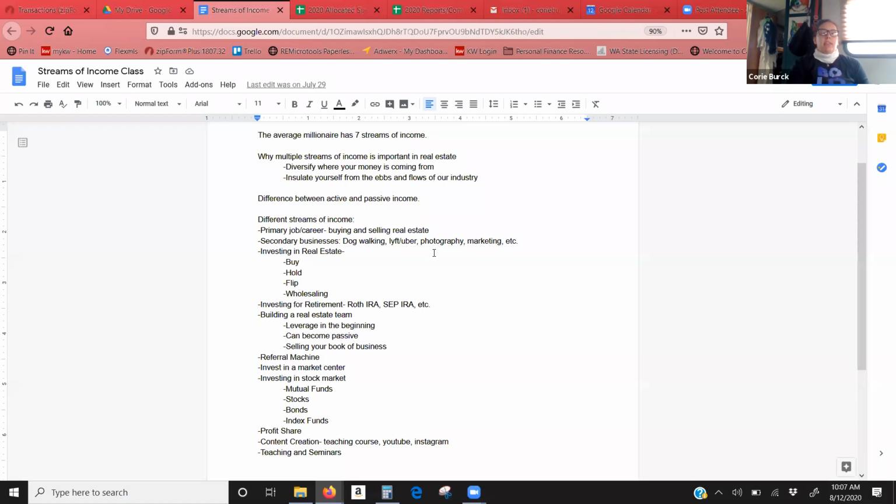The average millionaire has 7 streams of income. With these 7 streams of income, it's usually a mixture of active and passive income, which are the 2 different types. It's really important to diversify and have multiple streams of income, because then you insulate yourself from the ebbs and flows of whatever industry you're in.